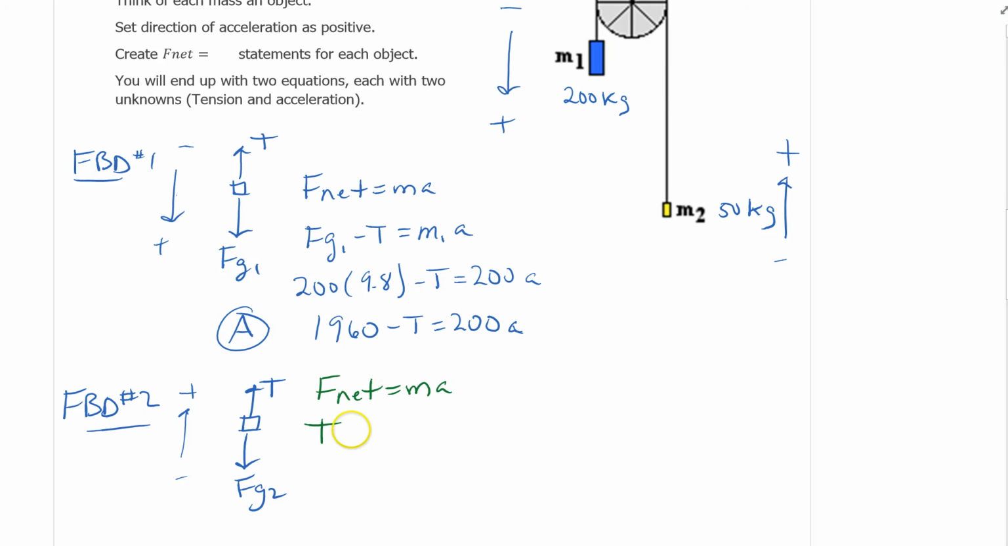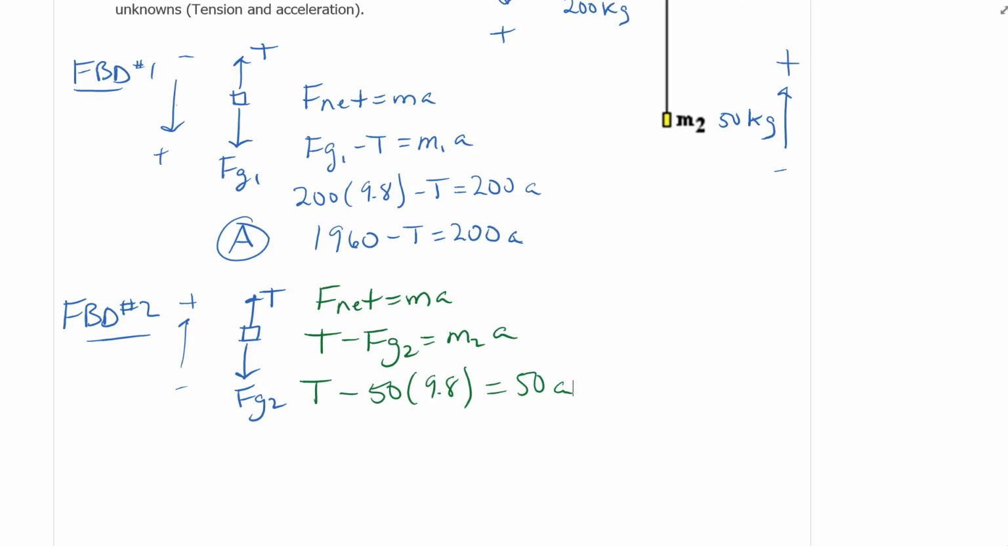and now my tension force is positive, Fg2 is negative, my mass is object number 2. I can type in everything that I know. Oops, it's supposed to be a minus. Minus 50 times 9.8 is equal to 50a. 50 times 9.8 is equal to 490. And I'll stop there because that's as far as I can get.